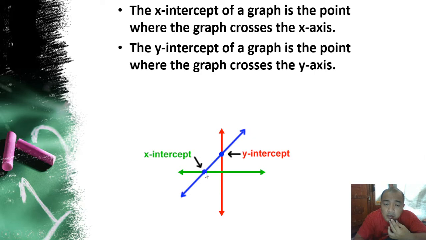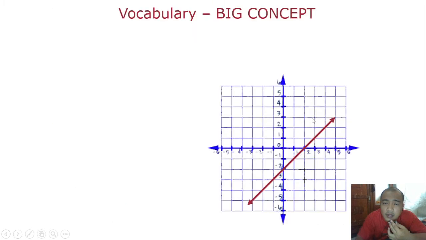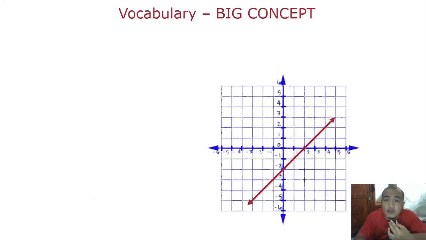This is the x-intercept, the point where the graph crosses the x-axis, and the y-intercept of a graph is the point where the graph crosses the y-axis. So in this graph, what is the y-intercept? It is -1, while the x-intercept is 2. Right? X-intercept is 2, while the y-intercept is -1, or x-intercept (2, 0), y-intercept (0, -1).